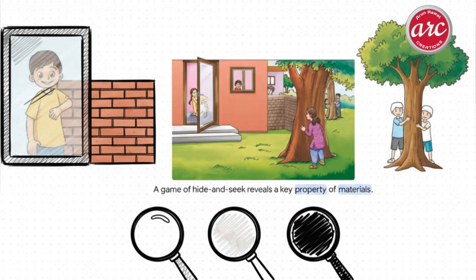Okay, now this is fun. A simple game of hide and seek is the perfect way to understand our next property. The seeker can't see the kids behind the wall or the tree at all, but they can see a blurry little outline behind that frosted glass.